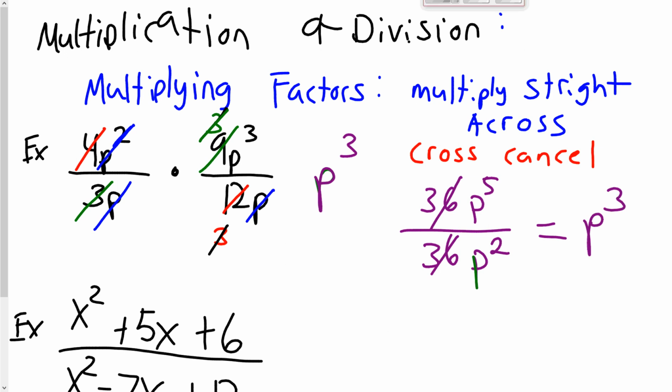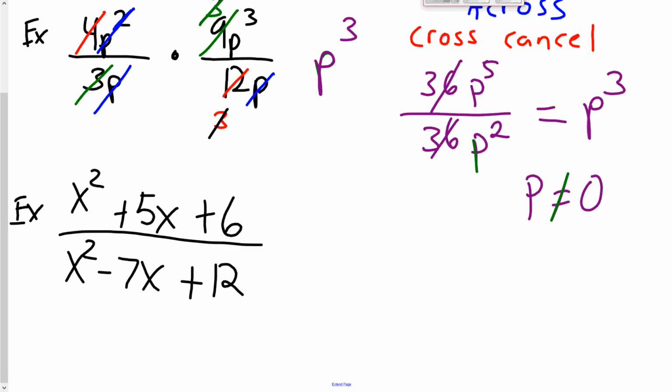Now what were the restrictions before I canceled? What can p not be? P can't be 0.